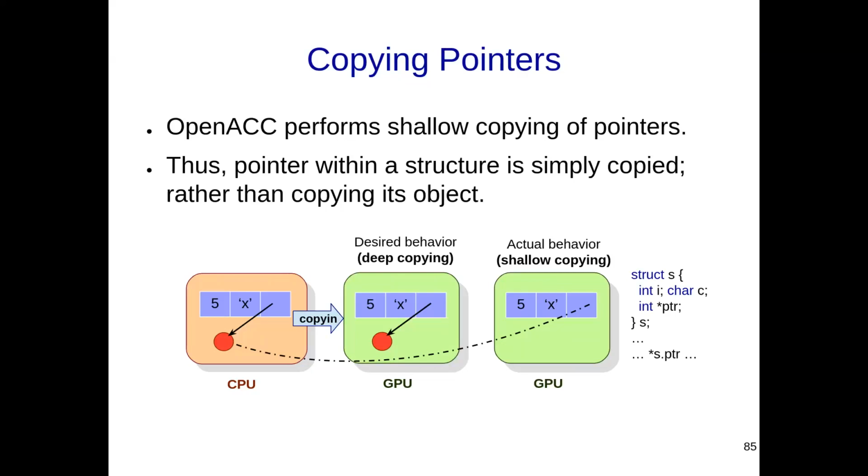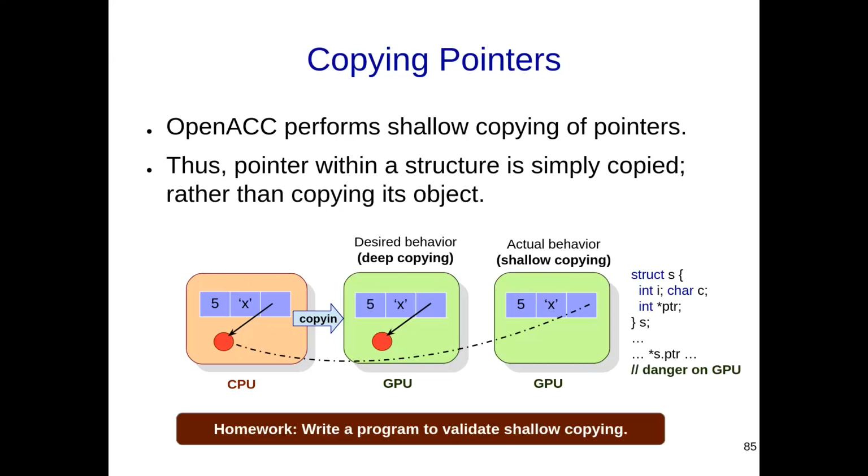But is there a way you can avoid this seg fault if you want to just identify whether OpenACC performs shallow copying or deep copying, right? So that is one homework which I want to give you: can you write a program which doesn't crash, which doesn't give unexpected output, but it still validates that shallow copying is happening between CPU and GPU because of OpenACC copying? Please think about how you will write this program.